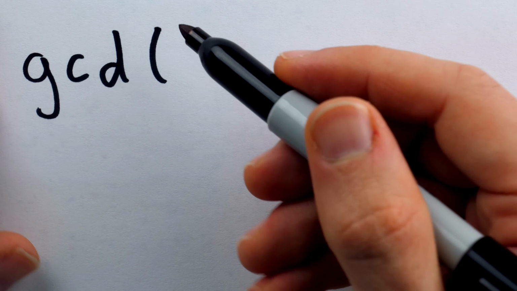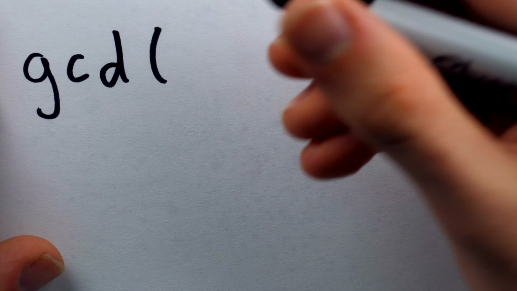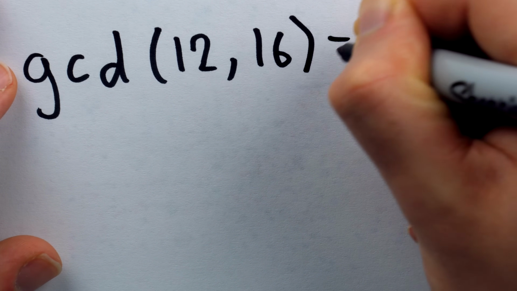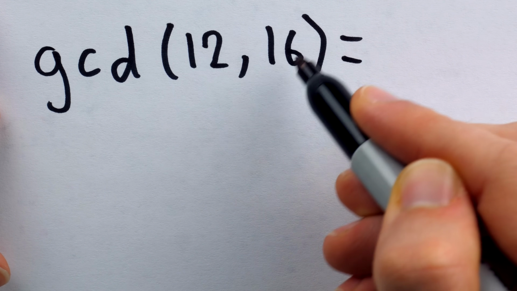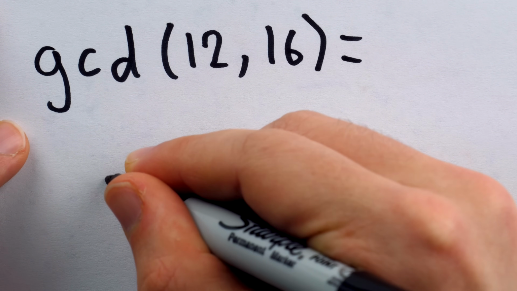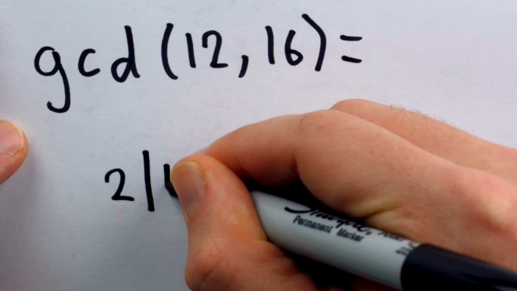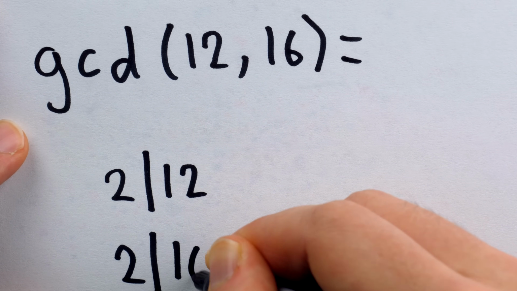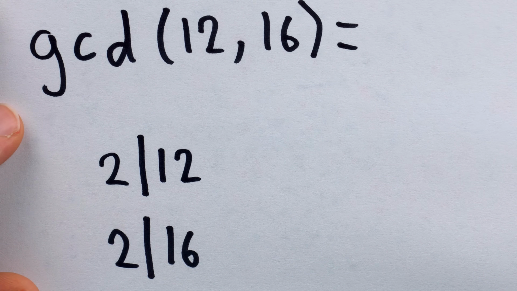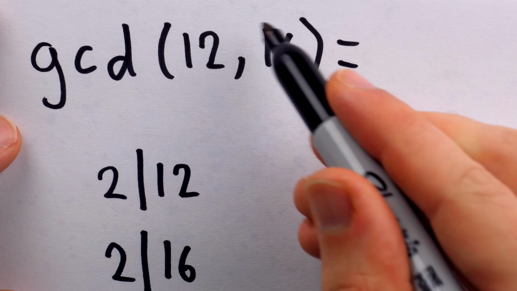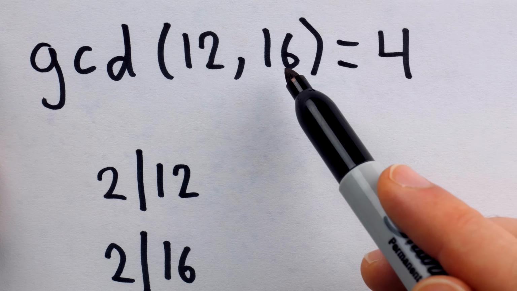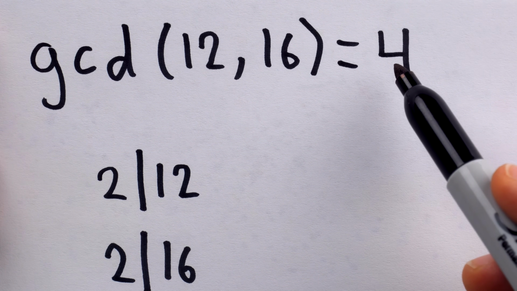It's exactly what it sounds like, the greatest number which divides the two integers in question. For example, the greatest common divisor of 12 and 16, what do you suppose this is? Certainly, 12 and 16 are both divisible by 2, and we can write that like this. This says 2 divides 12, and this says that 2 divides 16. But 2 is not the greatest common divisor between these two numbers. That happens to be 4.